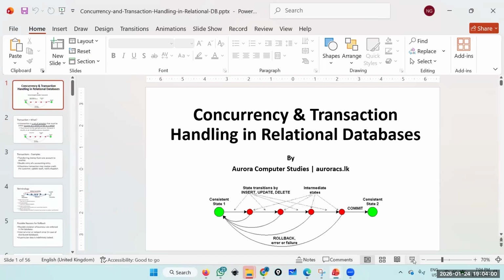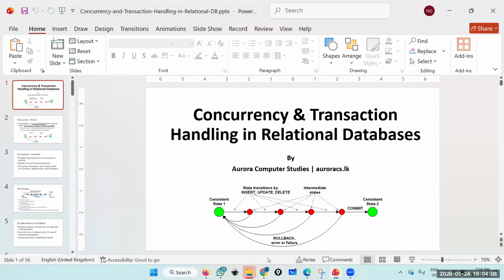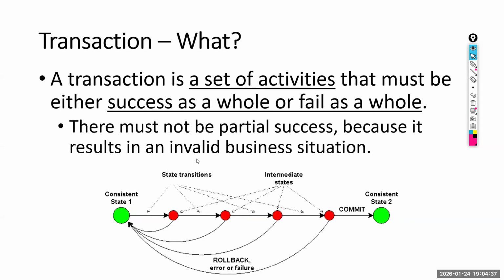If one insert is success and the other one is not success, that is an issue. That is business wise, that is an illegal situation, right? So in that kind of situation, what we need is either success as a whole or nothing happened. Fail as a whole, no partial success, because partial success means we violate business rules. Say you reduce money from the account, but you have not added money to the other account. That's a dispute. Either you do it correctly or you do nothing. So that is the whole idea behind transaction handling.